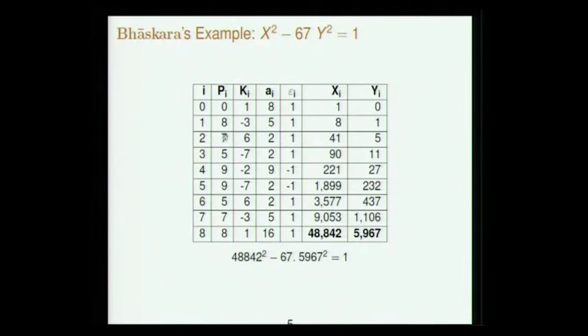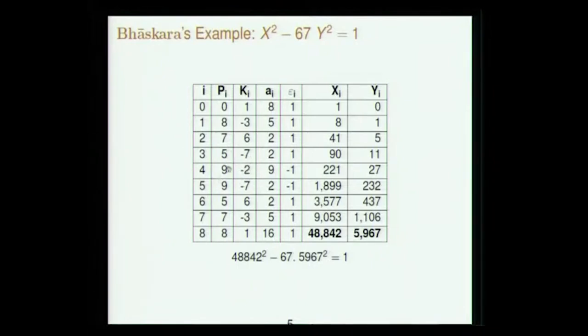So, in the next step from 7, you have to find p_{i+1}. The sum should be divisible by 6. 5 and 11 are the possibilities. 5 squared is closer to 67 than 11 squared, so choose 5, and then you will get 5 and minus 7. At this point you have 90 squared minus 67 into 11 squared is minus 7. Next step you go, you will immediately get a k of minus 2.